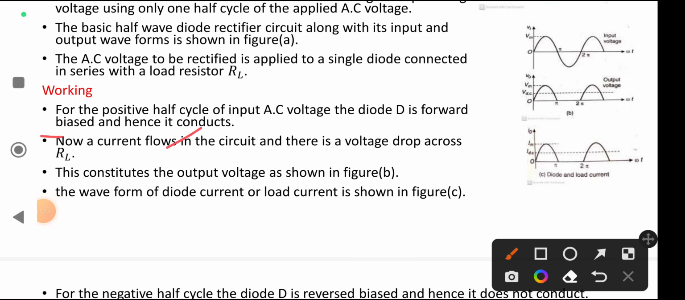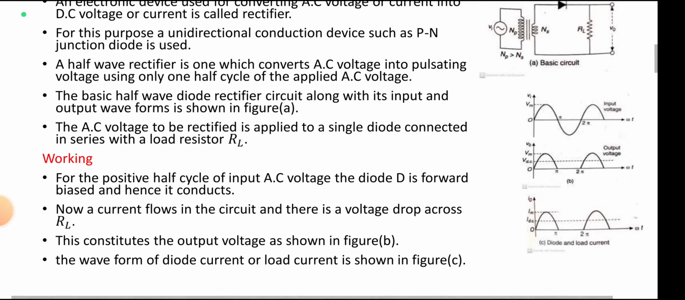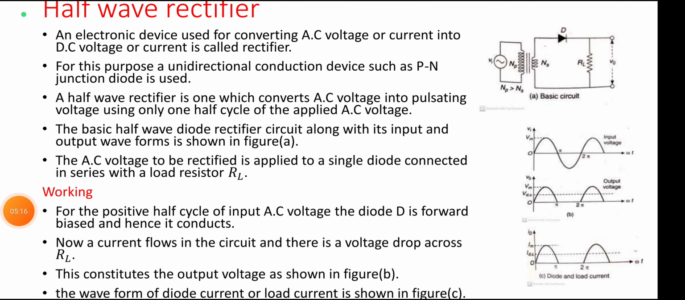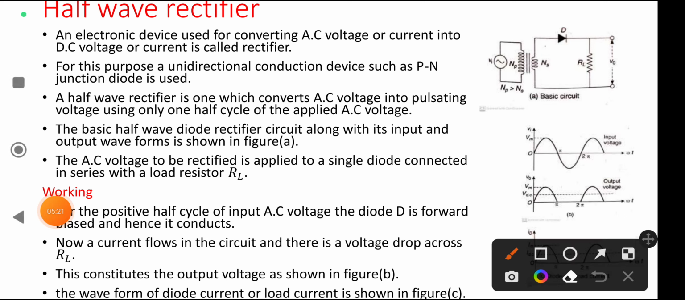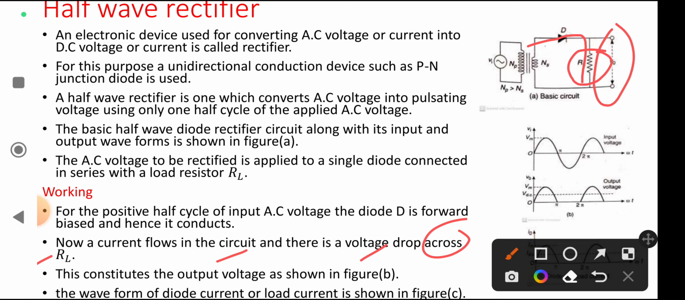Now a current flows in the circuit, and there is a voltage drop across the load resistance RL. Just now I have shown you the diagram. In this diagram, what happens here? The current flows in the circuit, and there is a voltage drop across the load resistance. So when current flows in this direction, a certain voltage will drop here. That voltage will appear at the output, and that output we take outside.